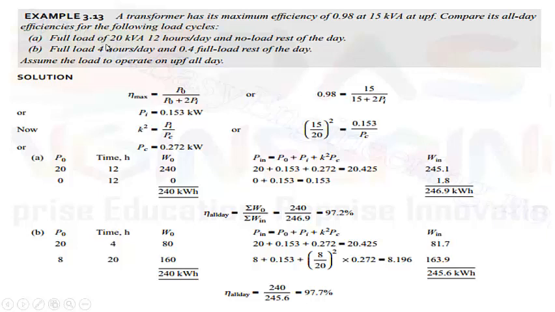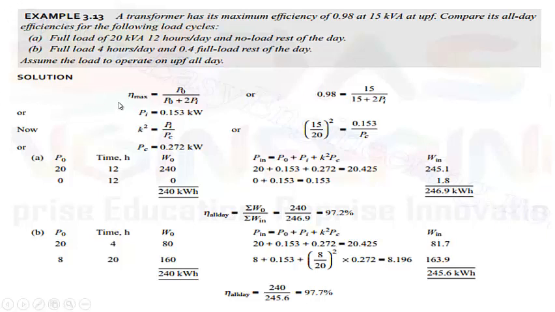So you need to actually identify this from part A. It should usually have been given that it's a 20 kVA transformer, that is, its rating, but here it is not given directly, so you need to identify it. So it is full load 20 kVA for 12 hours per day, and no load for the rest of the day. For the other cycle, it has full load for 4 hours and 0.4 full load for the rest of the day. Assume that the load operates at unity power factor all day.